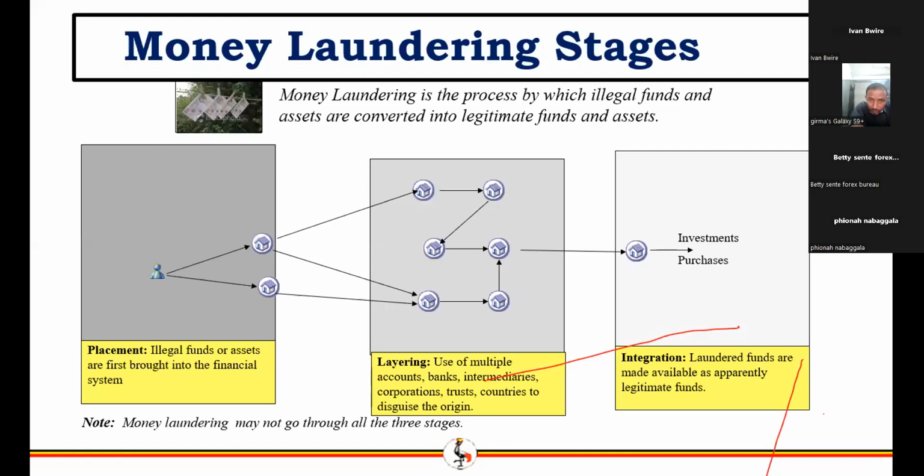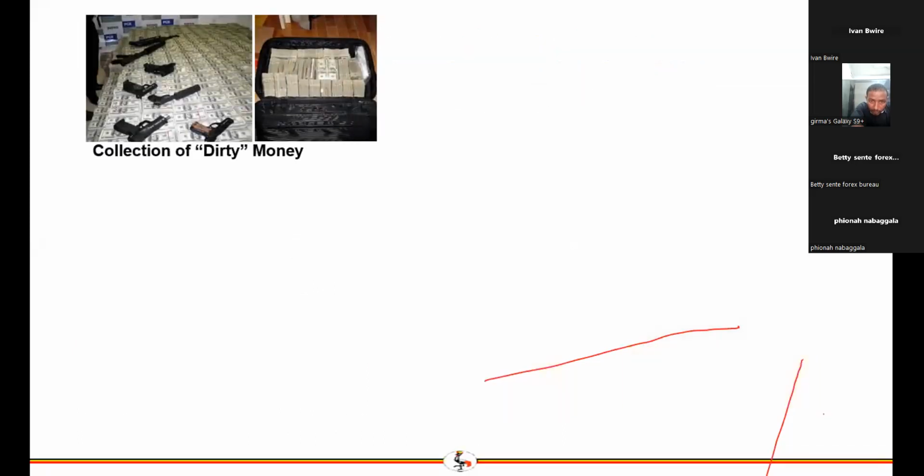This picture illustrates the different stages, where money starts from the placement stage, then is structured through layering, and then finally is finalized with the integration stage. In this picture, you will see that, as we have discussed, money laundering is taking money obtained from illicit proceeds and trying to convert it to give it a legitimate look.